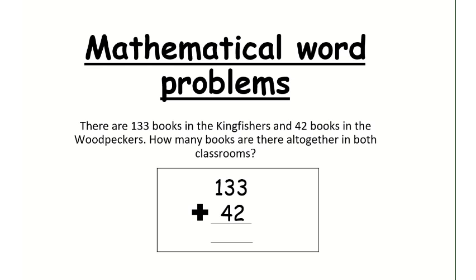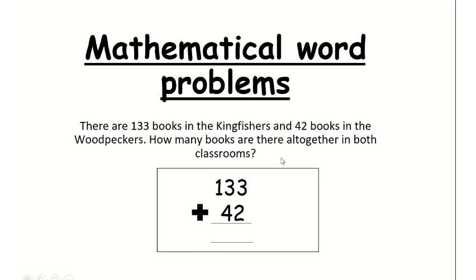We know because it says altogether we have to do an add sum. So this is how it is set out in the column method, okay? So we've got up the top 133 and down the bottom 42, and if you look we've got hundreds, tens and units. That is how we set it out.